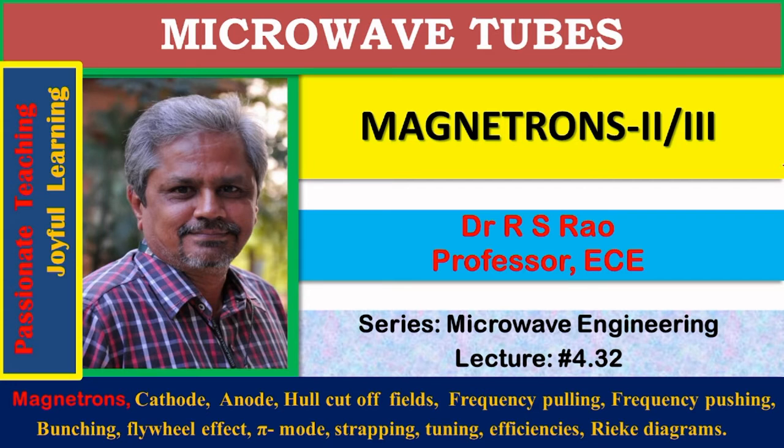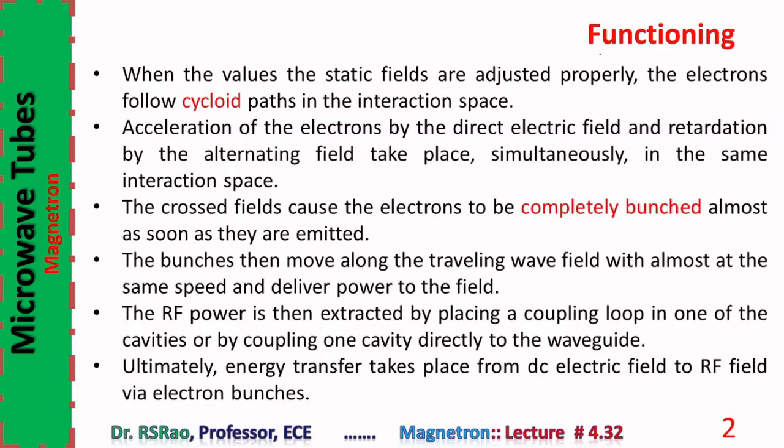In the present session, the focus is on a description of the functioning of cavity magnetrons, on the strapping mechanism, and also on the variation of frequency of the device with anode voltage or current, and also with load admittance. Now let us move to the core session for further discussion on the functioning, strapping, frequency pushing and pulling of cavity magnetrons. Let us start with the functioning.